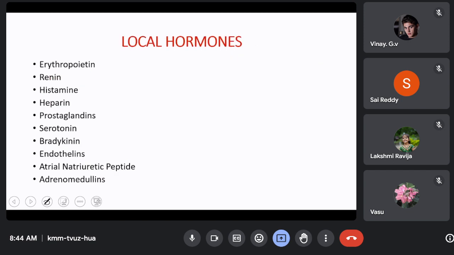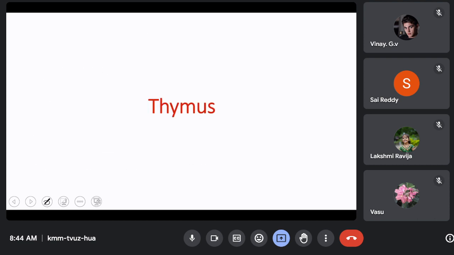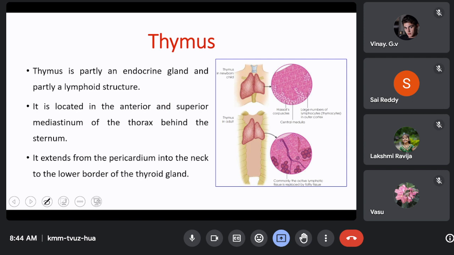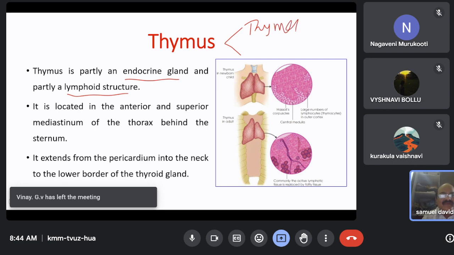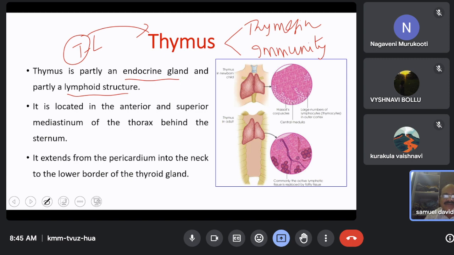Sorry, I forgot to mention one more thing about the thymus. So the second gland is the thymus. The thymus is called partly an endocrine gland and partly a lymphoid structure. Why is it so? Because it secretes a hormone called thymosin, hence it is called an endocrine gland. But in children, it is responsible for immunity because it contains lymphocytes, and it is also the processing site for the T lymphocytes, where the T is derived from the term thymus. Lymphocytes which mature in the thymus are called T lymphocytes. Thus, it is both an endocrine gland and a lymphoid structure.